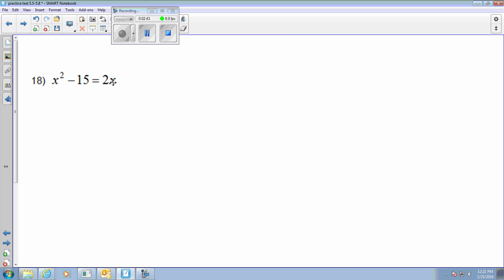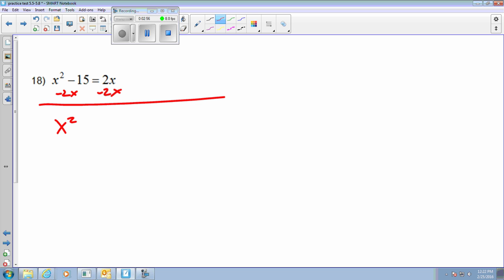And on question 18, we're going to need to change this to the other side because we need one side to say equals 0. So I'm going to subtract 2x from both sides, leaving me with x squared. Notice I put the negative 2x between them because I want the equation in descending order of powers on x. So now I'm looking for factors of negative 15 that add up to negative 2. So I'm going to do negative 5 and 3. I'm going to replace my middle term.